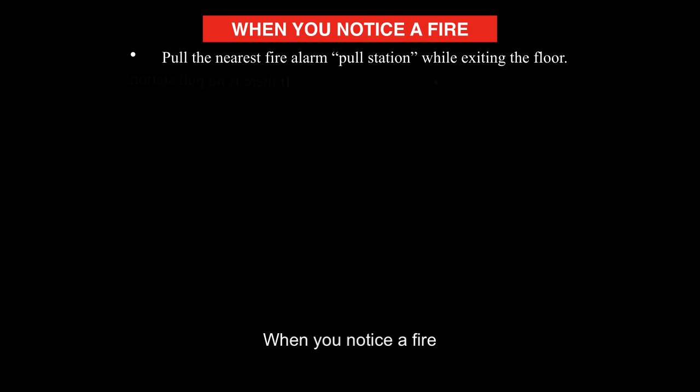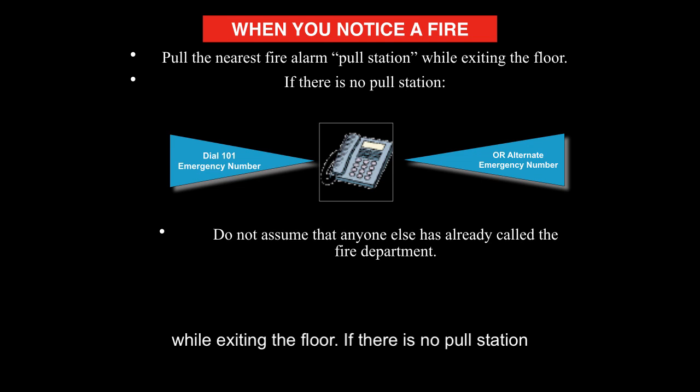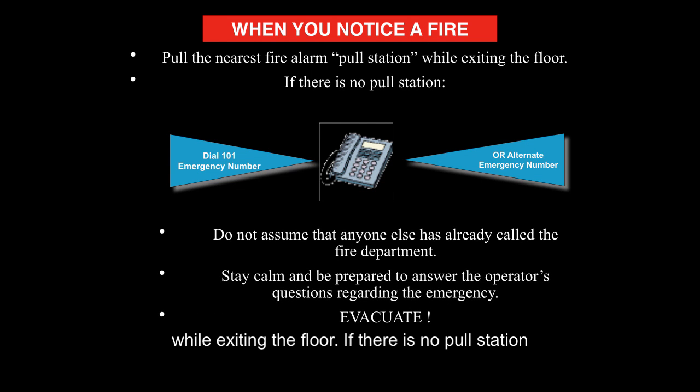When you notice a fire, pull the nearest fire alarm or pull station while exiting the floor. If there is no pull station, dial 101, that is the emergency number in India, or alternate emergency number if you have been provided by your district administration or the state government. Do not assume that anyone else has already called the fire department. More number of calls to fire department won't do any harm.